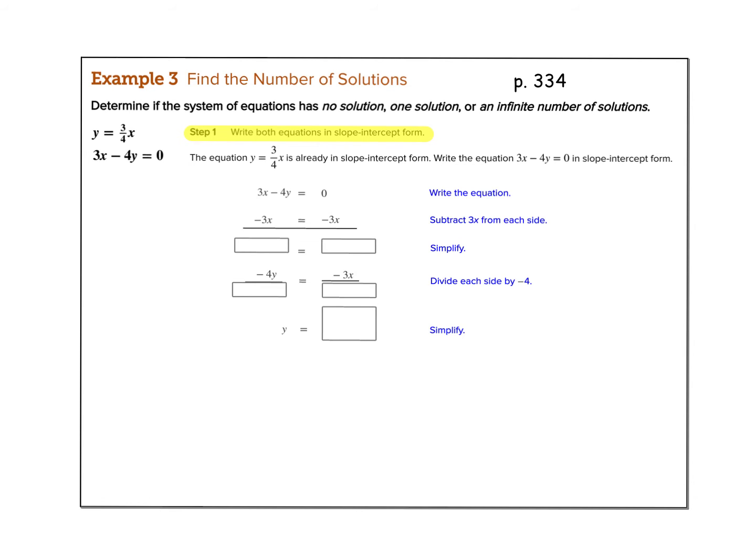Okay, let's go to page 334 and actually try an example. So I have two equations, and I want to know, do they have no solution, one solution, or infinite solutions? So if you look at the first equation, this looks pretty good. Only thing missing is the y-intercept, which is 0. My second equation, I'm going to have to rewrite.